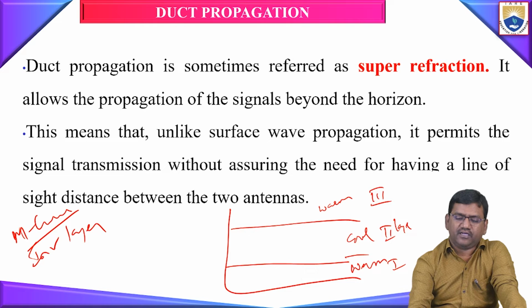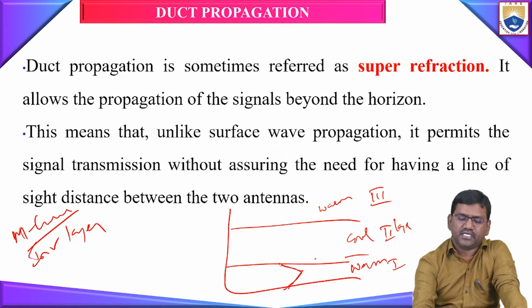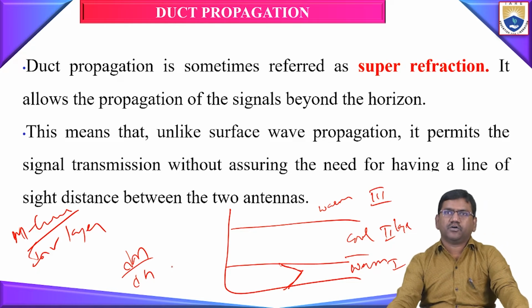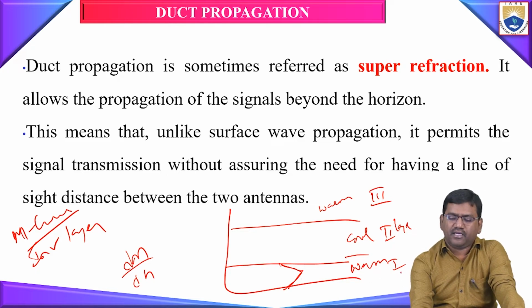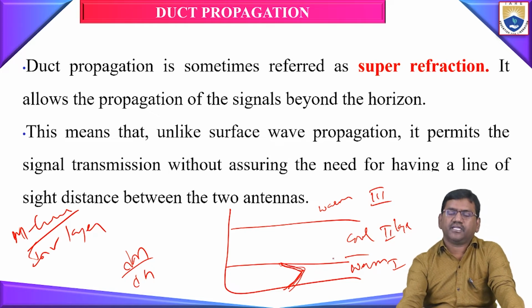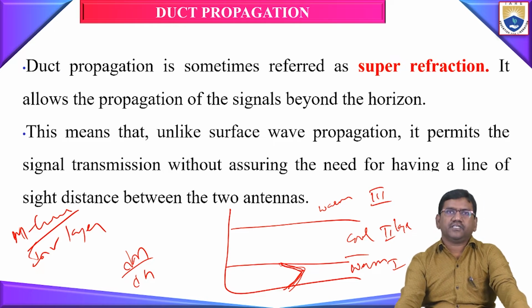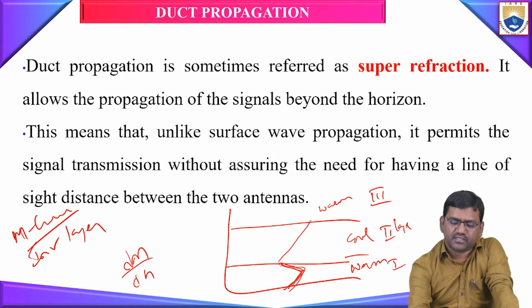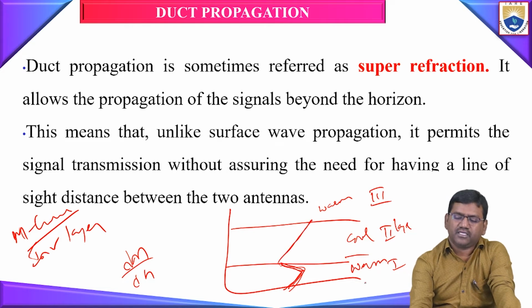Here, if we draw the curve, that is dM/dh, in the warm layer it is positive. If we draw a curve representing dM/dh, the modified refractive index with respect to the height, that is the slope. So in the first layer, the warm layer, the ray path will be like this. But in the second layer, the air is very cold. That means the wave is traveling from a rarer medium to a denser medium. Here dM/dh will be negative, exactly opposite to layer 1.